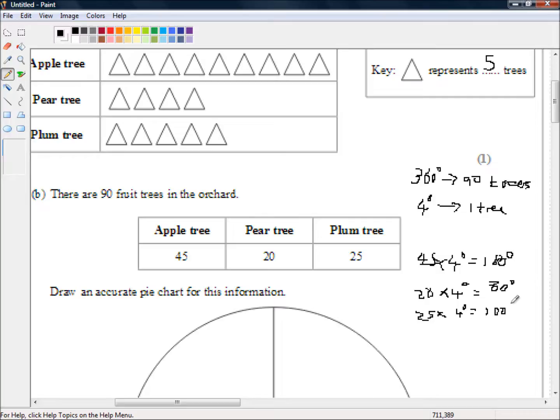Okay, if that's not obvious, 45 times 4 is the same as 90 times 2, which is 180. 20 times 4, well, 2 times 4 is 8, and then times 10, that's 80 degrees. 25 times 4, hopefully you remember that 25% is a quarter, so 25 times 4 is 100.